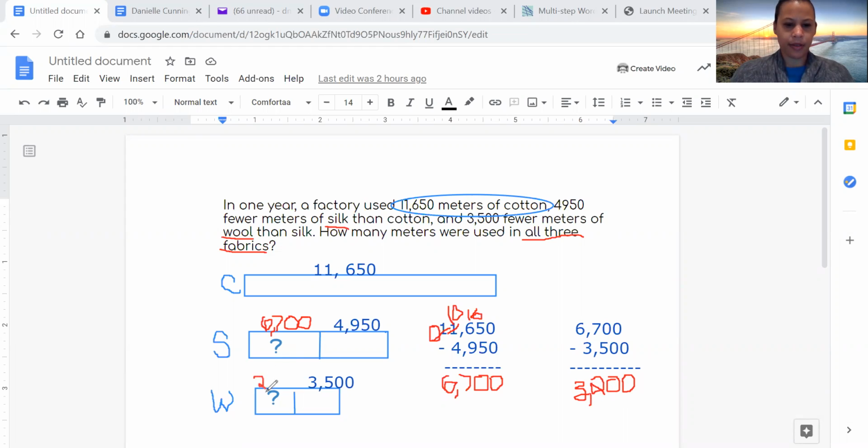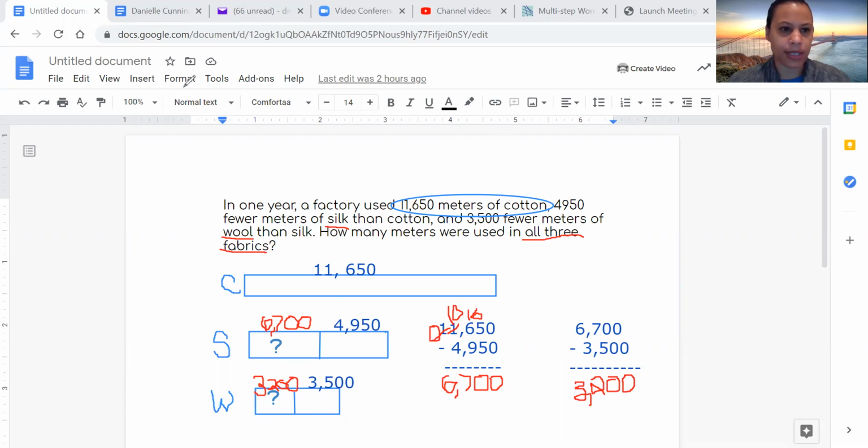So then we have 3,200 for the problem. So we can see that we're comparing these. We're using the comparative method in order to get the solution for this. But still, there's another step to this problem. It's asking us for all 3 fabrics. So in order to get the total of all 3 fabrics, we now need to add them together.